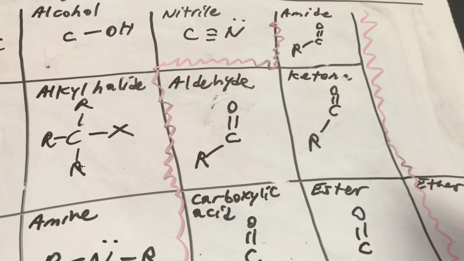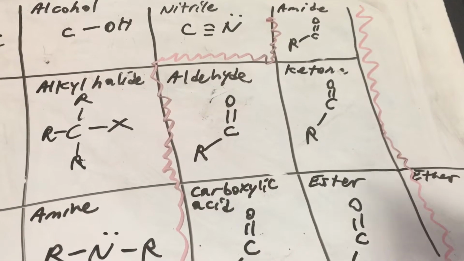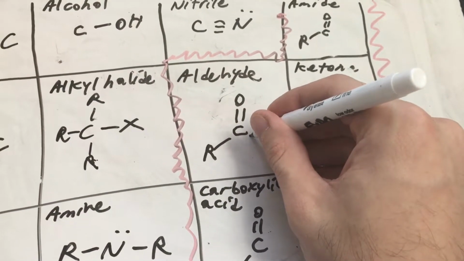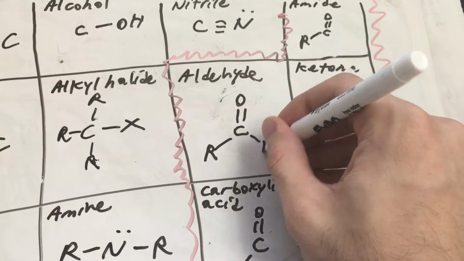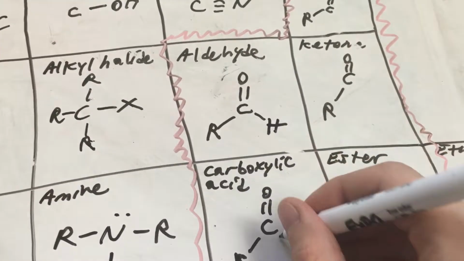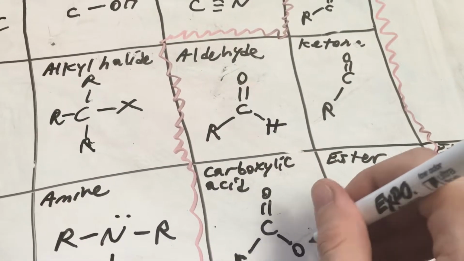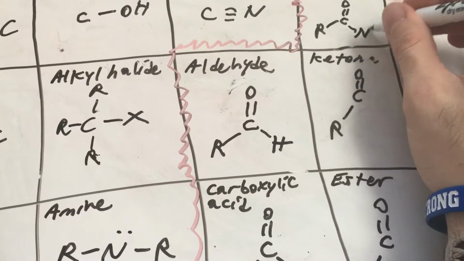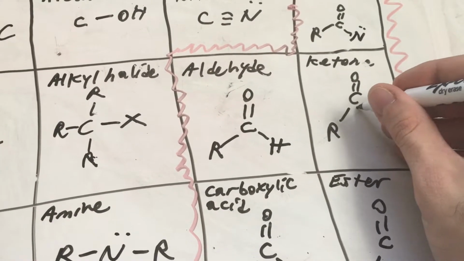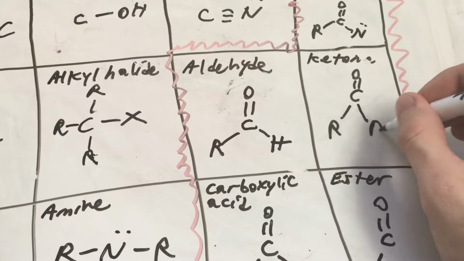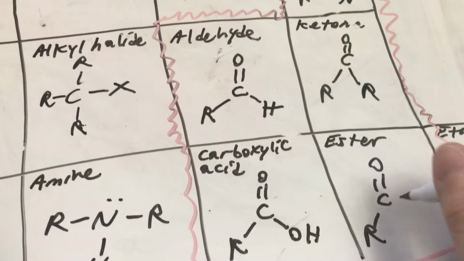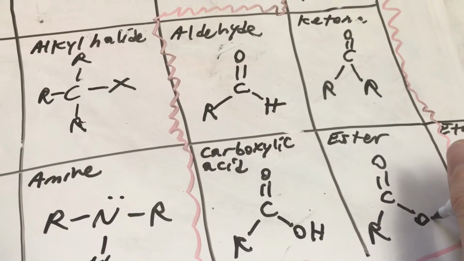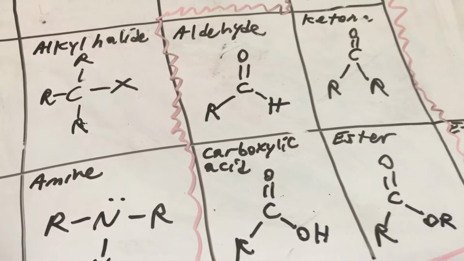Except now the next one that they're bound to is a little bit different. For example, for aldehydes, it's this group bound to an H, this group bound to an OH, this group bound to nitrogen, and this group bound to an R group, and this one bound to an O, R.